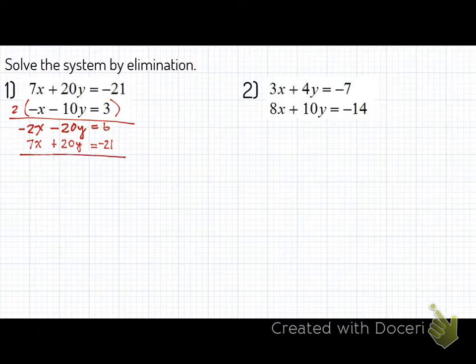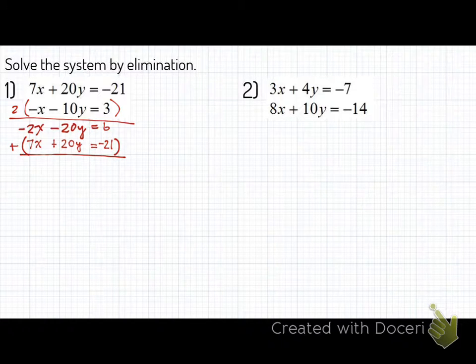I'm going to take the second equation and I'm going to add it, okay? Because I know that 20y plus 20y is equal to 0, right? It eliminates. All right? And I'm putting parentheses around this whole second equation because I want to make sure that we add all of the terms.